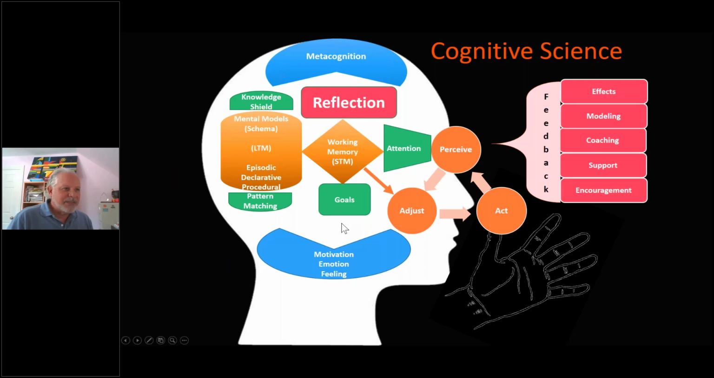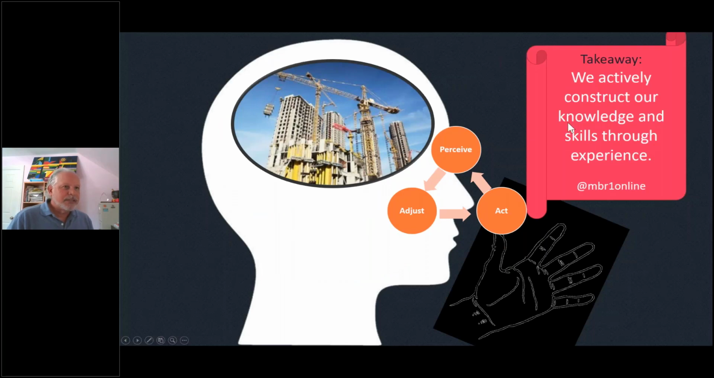Let me get on to the next piece here. So what does this all mean? Well, the point of it is that we actively construct our knowledge and skills through experience. It's experience that enables us to go through this process and do all the stuff that we just talked about, and we actively construct our knowledge of the world. We are continually doing that, and that's what we've developed evolutionarily, is more and more complex ways of building these models of the world that then help us adjust and act based on what we perceive in the world. Okay, that's how we learn.